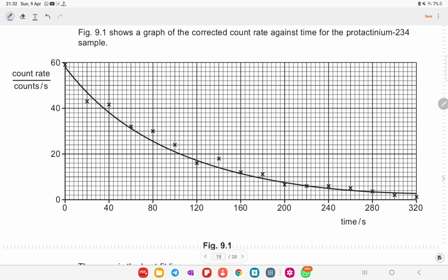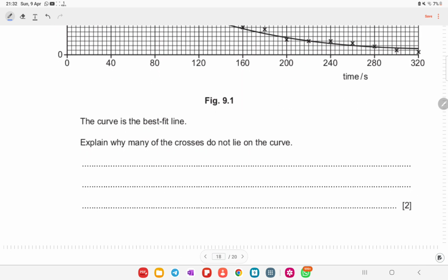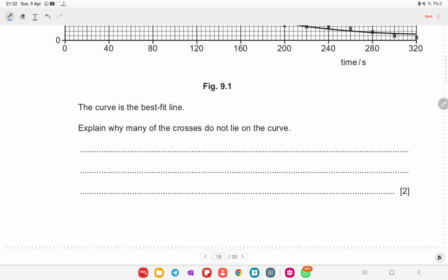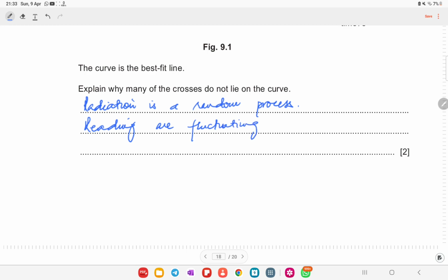Now the graph shows the corrected count rate against time of the radioactive sample. The curve is the best fit line. Explain why many of the crosses do not lie on the curve. Because radiation is a random process. And the second thing is that the readings are fluctuating, meaning that whatever instrument is used to detect these radiations, it is going to fluctuate, it's varying, it's giving different answers.